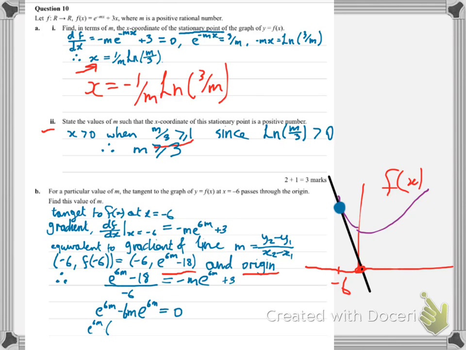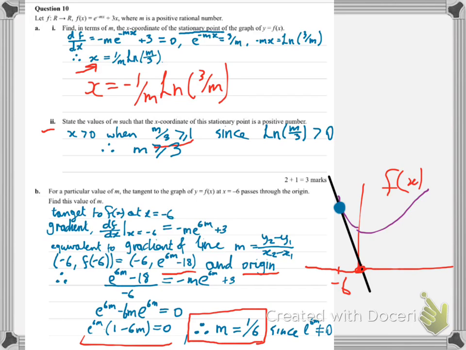We've got a common factor of e to the power 6m. Factorize that out, and there's the null factor theorem. We're able to see from that that m must have the value of 1/6, because the other factor, e to the 6m, cannot equal 0. It's asymptotic along y equals 0, so it can never actually equal 0. And there's our answer: m equals 1/6. Very good.